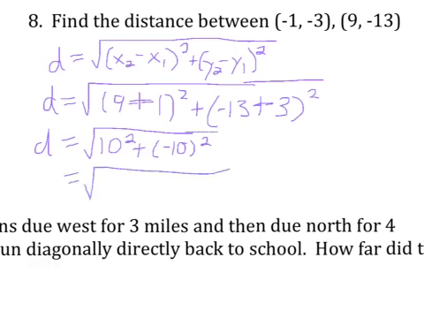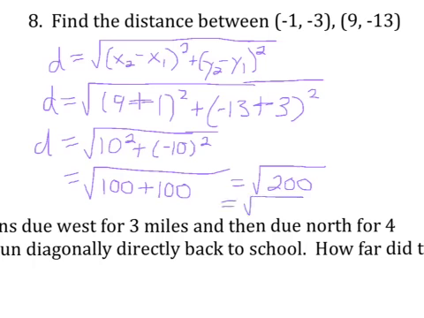So we have the square root of 100 plus 100, which is the square root of 200. Now on the final, this final number can be simplified. So we have to go back to remembering how to simplify radicals. So for 200, we could break that up as the square root of 100 times the square root of 2. So our final answer would be 10 root 2.